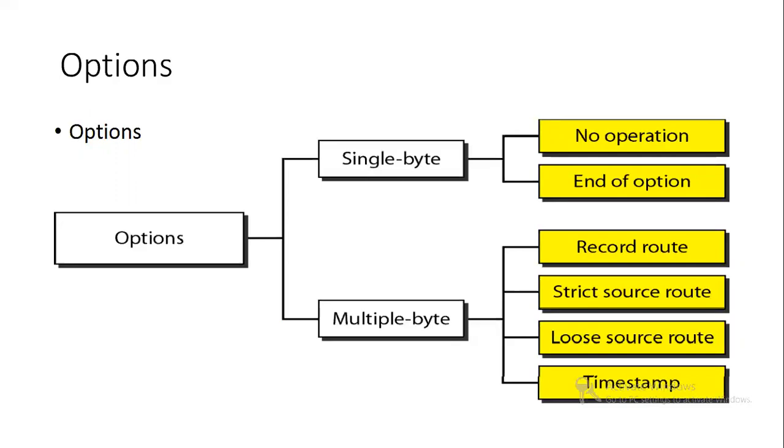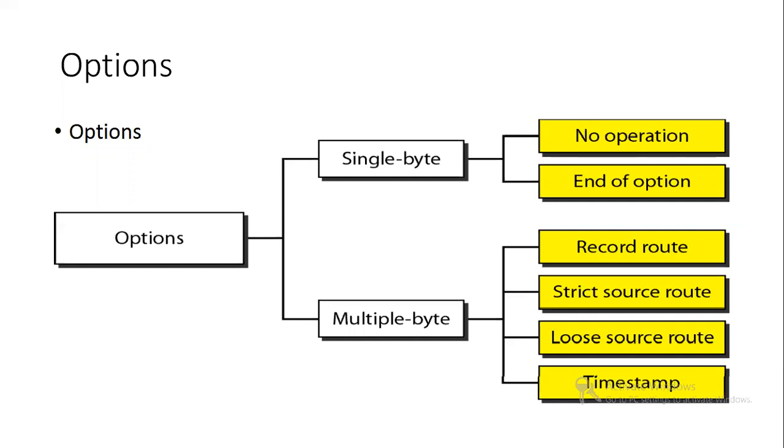Next is a loose source route. A loose source route option is similar to the strict source route, but it is less rigid. Each router in the list must be visited, but the datagram can visit other routers as well. This is about the loose source route. The last one of the multi-byte options is timestamp. A timestamp option is used to record the time of datagram processing by a router.